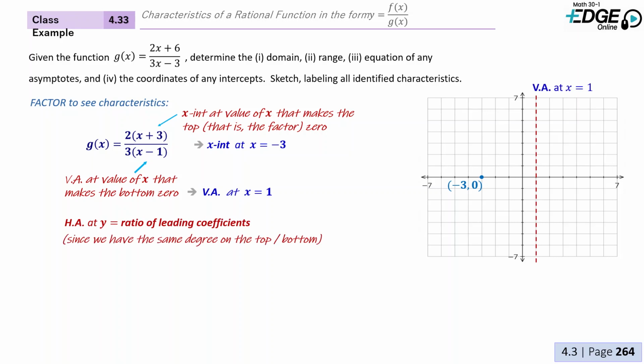The horizontal asymptote is going to be at the ratio of the leading coefficients, and we're only going to be able to get away with this because the degree of the numerator is the same as the degree of the denominator, and you can see that from either version of the function. So in this case, it's going to be 2 over 3. Notice that it was also 2 over 3 before we factored it. So for the horizontal asymptote, we didn't have to factor that to see that.